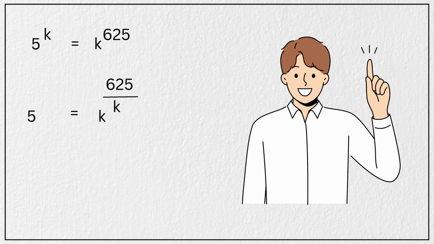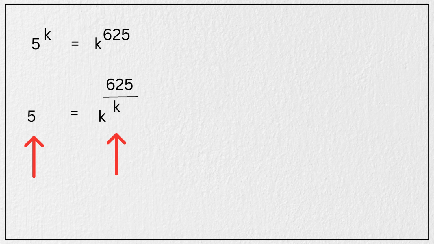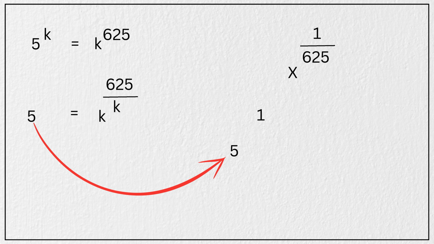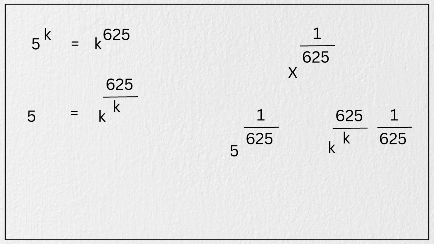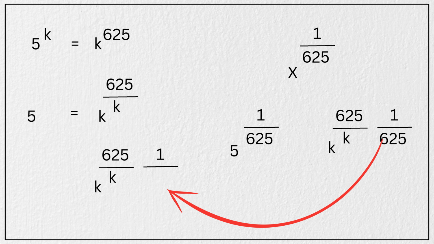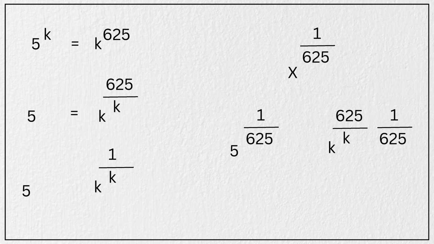Now we will do the second trick. Let us again raise both sides, but this time to the power 1 over 625. So we take this 5 and raise it to 1 over 625. And we take this right side, which is k raised to 625 over k, and raise that whole thing to 1 over 625. Once again using the same power rule, this right side becomes k raised to 625 over k times 1 over 625, which is just k raised to 1 over k. So we now have 5 raised to the power 1 over 625 equal to k raised to the power 1 over k.